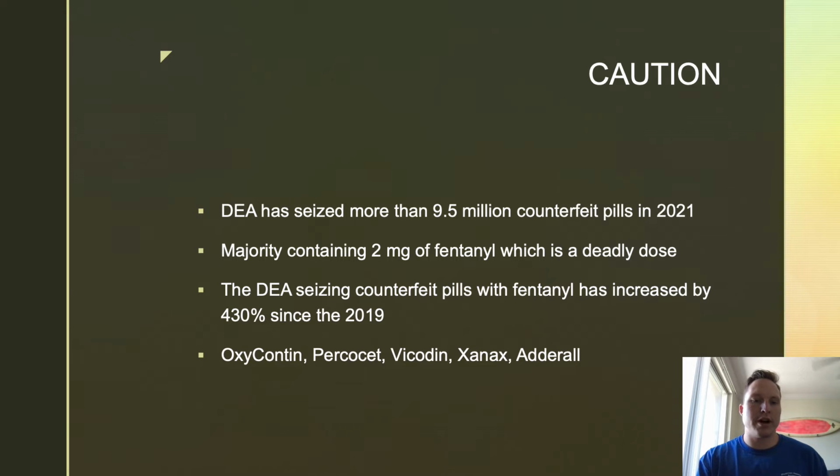And you guys should be super cautious because the DEA has seized more than 9.5 million counterfeit pills in 2021. The majority of them contained 2 milligrams of fentanyl, which is a deadly dose. So fentanyl is actually usually dosed in micrograms. If you're dosing it in milligrams, that could be over 100 times the normal dose. And the DEA seizing counterfeit pills with fentanyl has increased by 430% since 2019. And the majority of them are like Oxycontin pills, Percocet pills, Vicodin, Xanax, and Adderall, just to name a few.